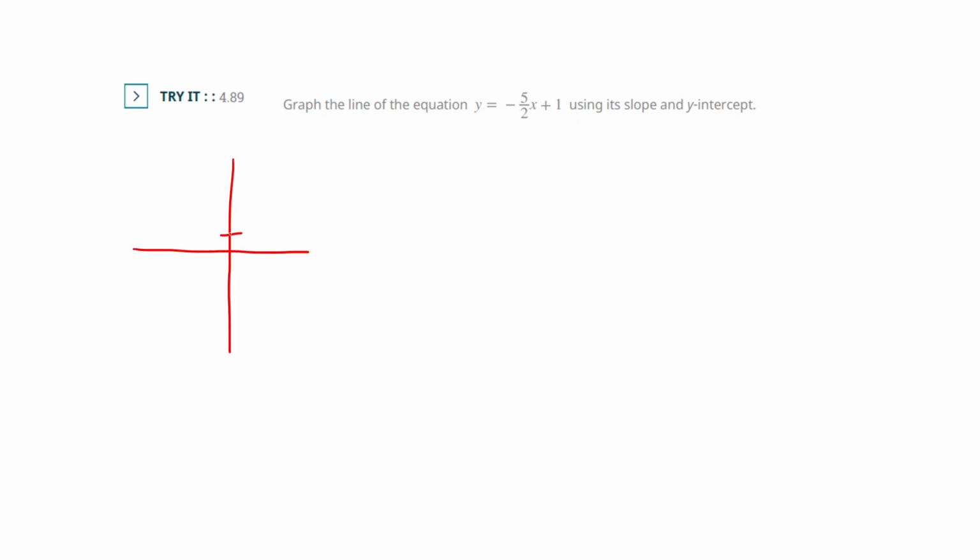All right, my y-intercept is 1. Going down 5, 1, 2, 3, 4, 5, over 2. So down 5, and my slope is negative 5 over 2. So down 5 over 2. And I'm going to use the trick with the negative on the bottom, so then I can go up 5 and back 2.